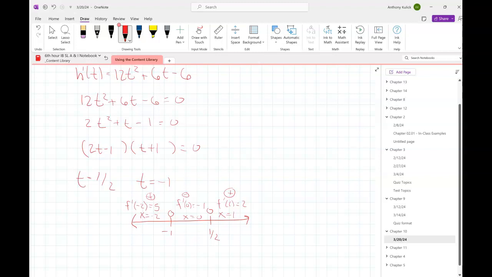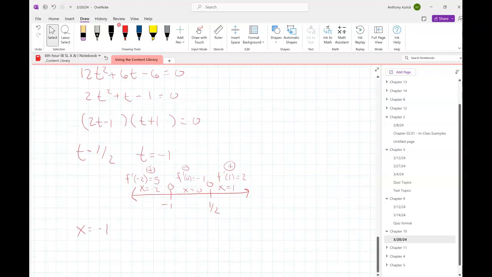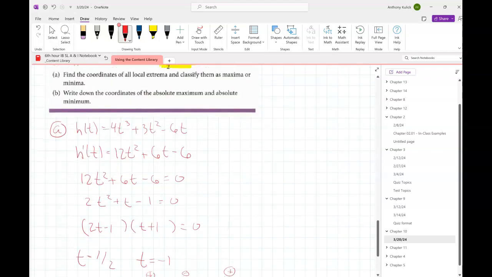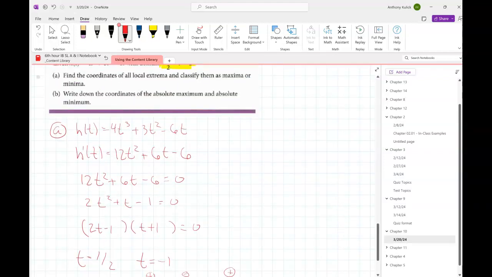So negative one is a min or max? Good, and we'll write local max. And x equals 1/2 is a minimum. Good. It asks here, though, in part A, it asks for the coordinates. So now, what else do we need?